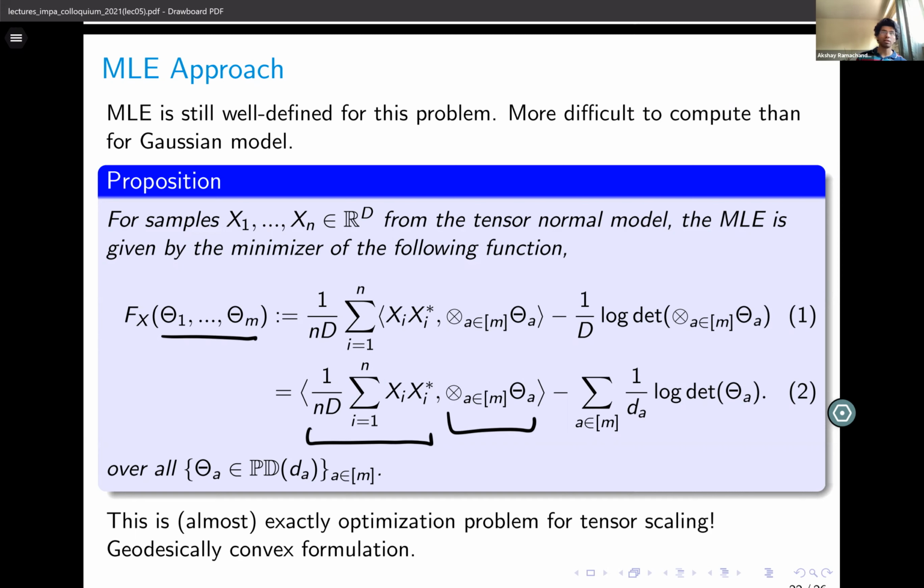And so for the Gaussian case, it was clear what the optimizer is. Here, it's not clear how to do the optimization, but now that we've studied tensor scaling, it is clear. We know the right way to optimize this function is using geodesic convex optimization, because this is very related to the Kempf-Ness function from tensor scaling. And that was geodesically convex, meaning that the minimizer can be found by doing some natural algorithms.